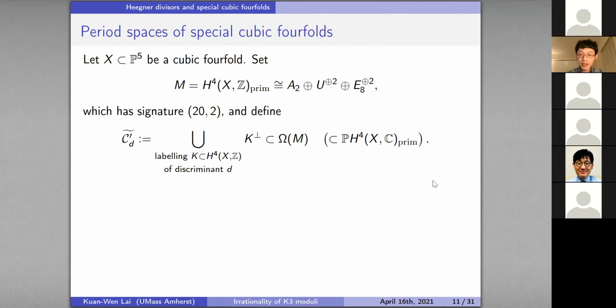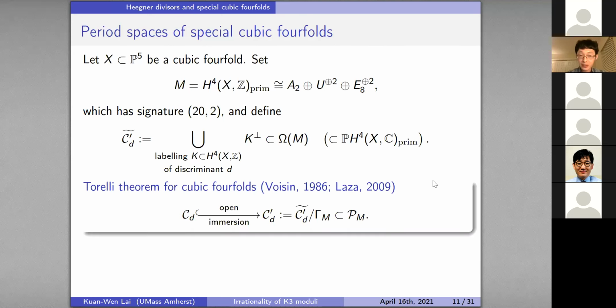So here I want you to notice that the period domain lives in the projectivization of N tensor C, which means that it's in this space. But remember, the labeling is a rank 2 saturated sublattice in the middle cohomology H4, which contains H squared. So these orthogonal complements are actually hyperplane sections on this period domain.